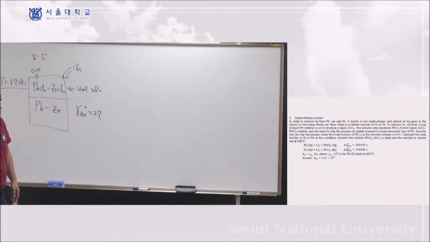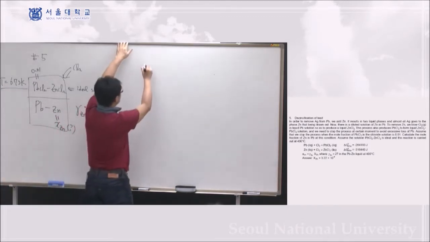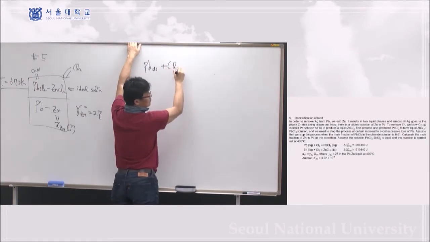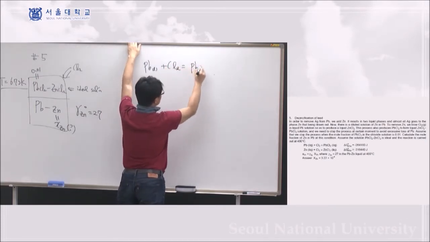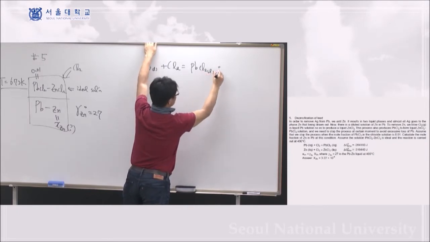So we are on the last part. How much can we reduce this mole fraction of Zn? That's the actual question. Okay, the information we have, Pb, and this is liquid.